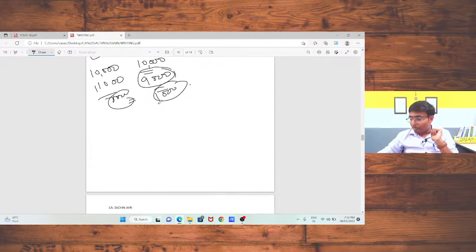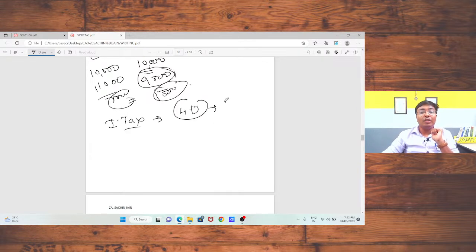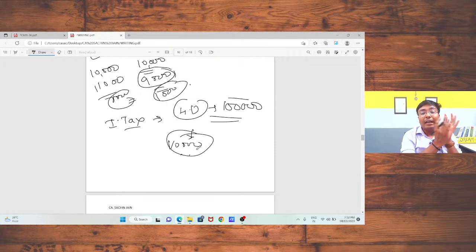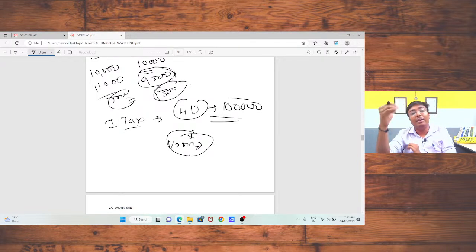Now, suppose the input tax credit available with HO is 1 lakh rupees. In that case, HO cannot transfer 1 lakh 10,000. So the transferred input cannot be in excess of the input available in the hands of head office.